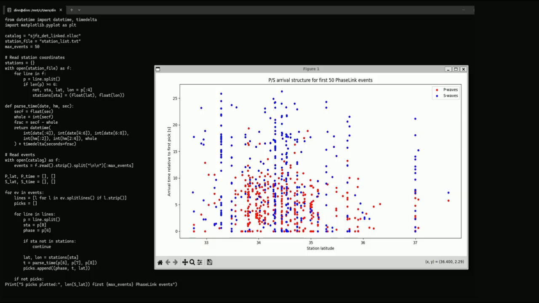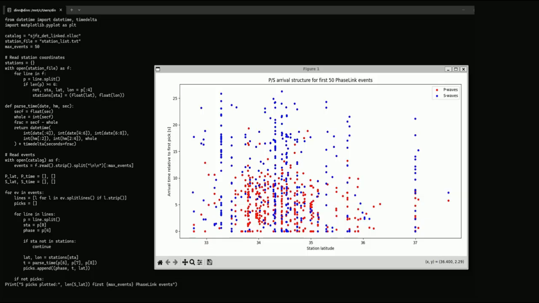Notice that the red points tend to cluster lower in the figure, while the blue points extend upward. This behavior is expected because P-waves travel faster than S-waves. As a result, P-wave arrivals generally occur earlier and therefore appear lower on the plot, whereas the slower S-wave arrivals occur later and tend to appear higher.